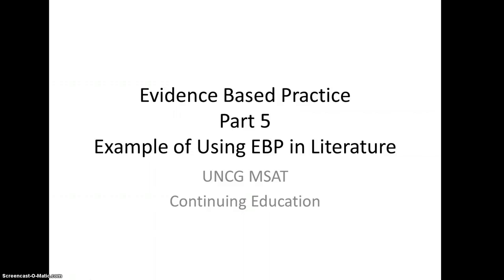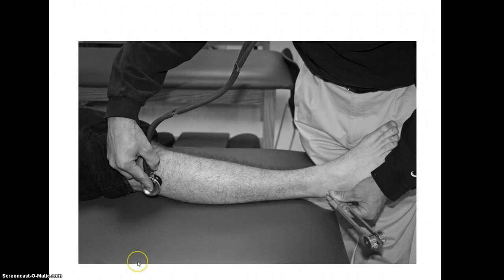Let's begin. In the previous parts, we have talked about the basics of evidence-based practice and what we teach here at UNCG. Using those fundamental basics, let's now apply that to an actual article that was found in the literature. This article was discussing the use of a tuning fork in detecting a fracture in the fibula. As this photo is illustrating, you place the tuning fork on the distal malleolus and a stethoscope proximal.